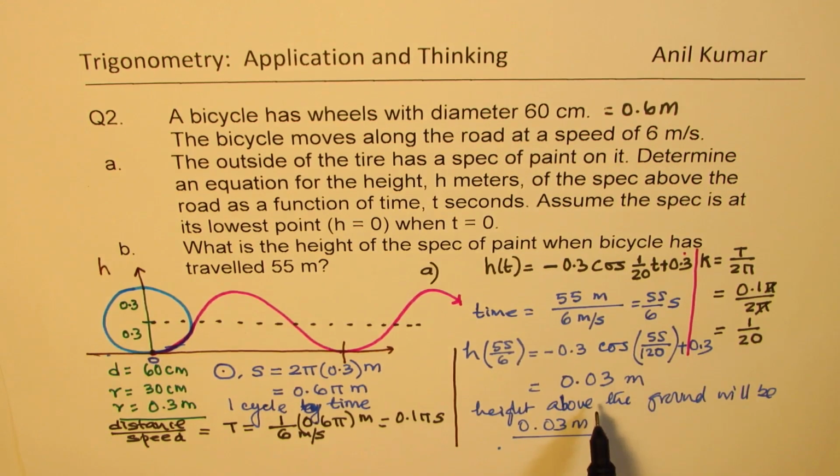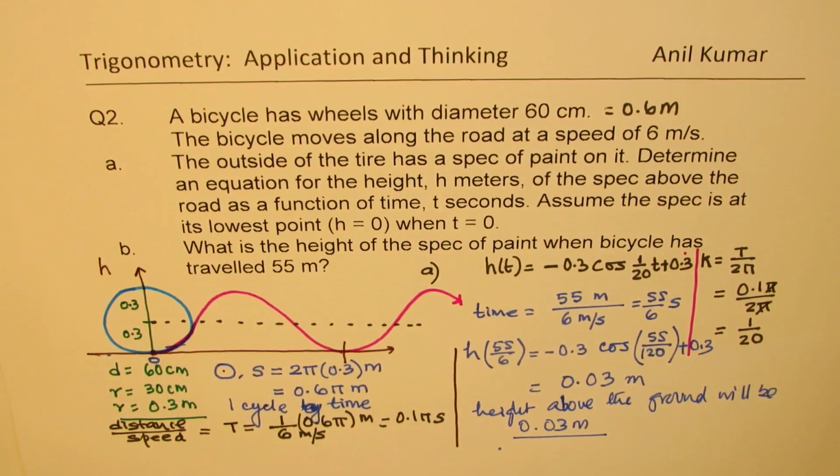Substituting, we get our solution as height will be almost 0.03. It will be very close to the ground. So that is how you could answer this question.